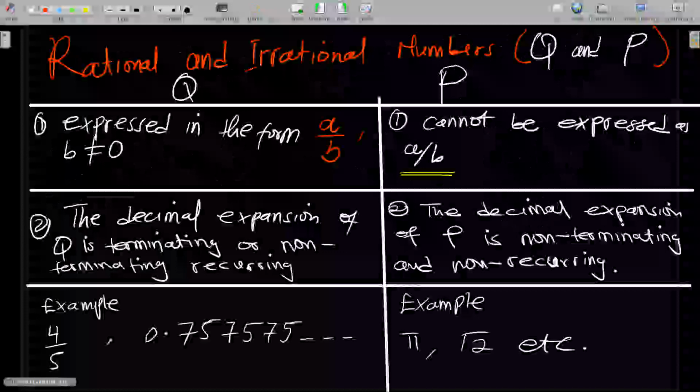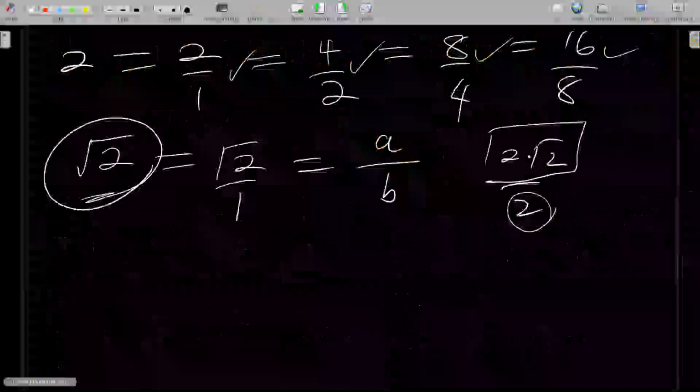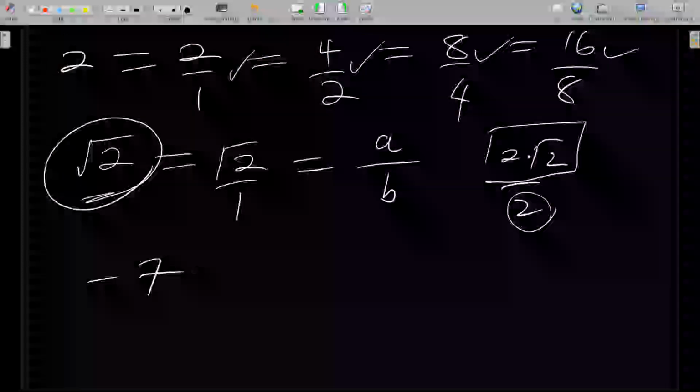But in the table, this a over b, a and b are just whole numbers. I wanted to include that, but I couldn't. Well, you can say they are just whole numbers, or maybe integers. Let me put it that way. Integers will be very fine, because -7 is actually a rational number, and this is an integer, and it can be represented as -14 over 2, and this is correct, right?